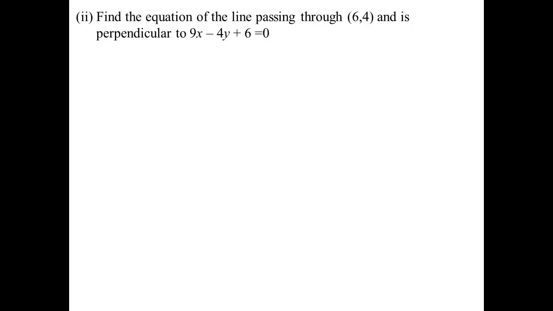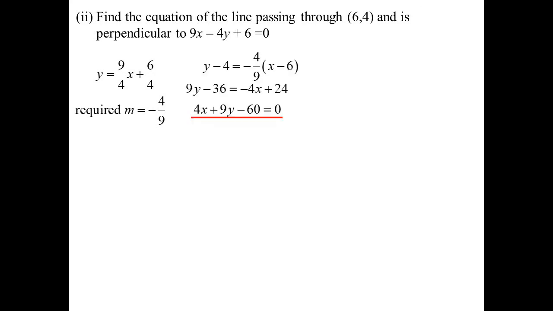What about perpendicular? Well, let's do it the traditional way. So it's perpendicular to 9x minus 4y plus 6. So the slope of that line, well, putting it in y equals mx plus b form, we can see that the slope's 9/4. So the slope I want is the negative inverse. Point slope formula using -4/9, we end up with 4x plus 9y minus 60 equals 0.